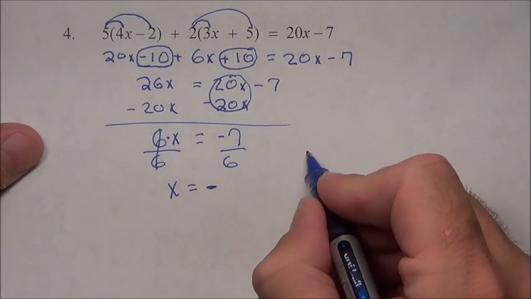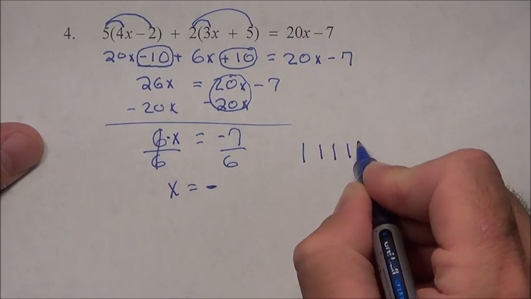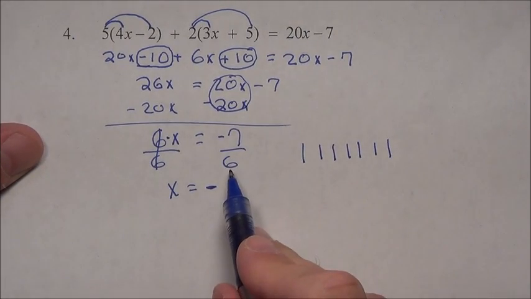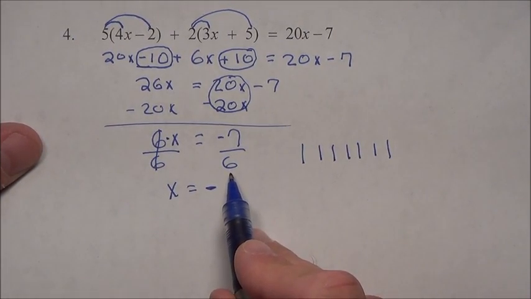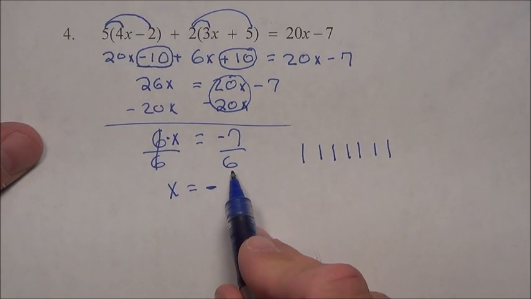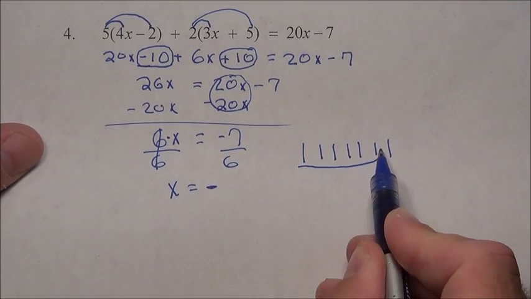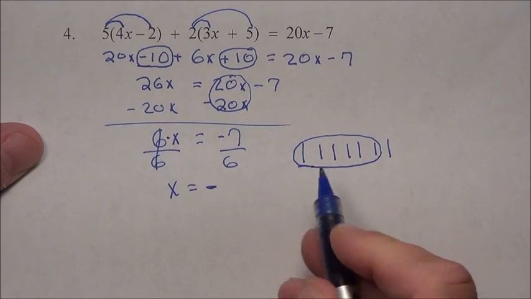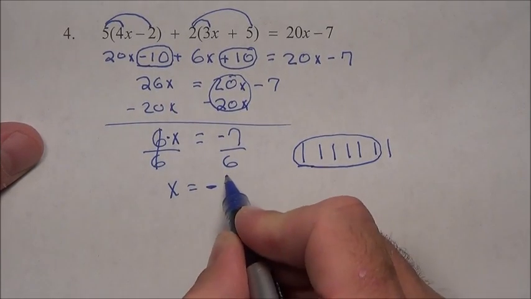But think about this. It's like you have 7 things. 1, 2, 3, 4, 5, 6, 7. The bottom number when you're dividing tells you what you're putting them in groups of. We're putting them in groups of 6. 1, 2, 3, 4, 5, 6. So you and I can form one whole group. We got one whole group out of that.